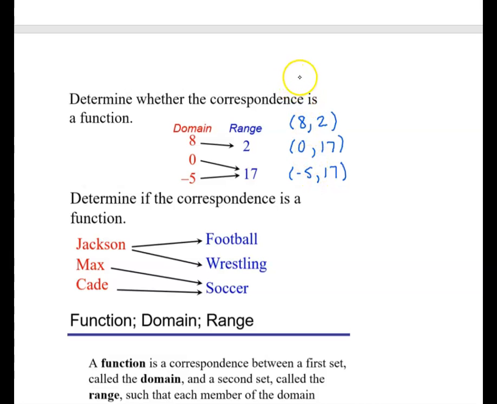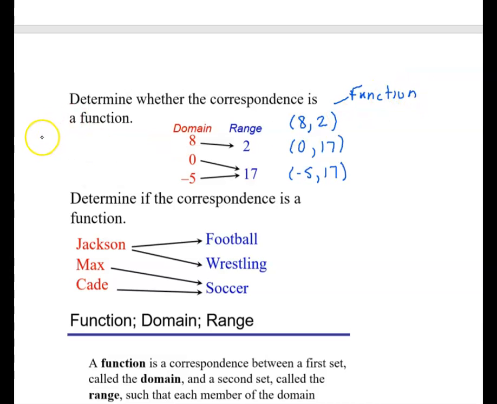I like to explain it this way. These x's all have to be different in order for it to be a function, but the y's don't have to be different. So you're looking to see that all the x values are different, but the y values are not necessarily different. This is a function.